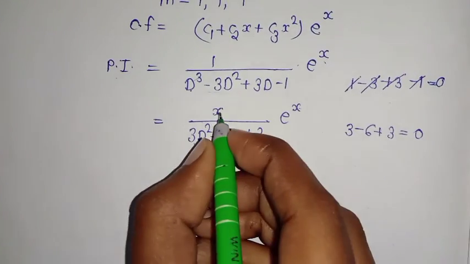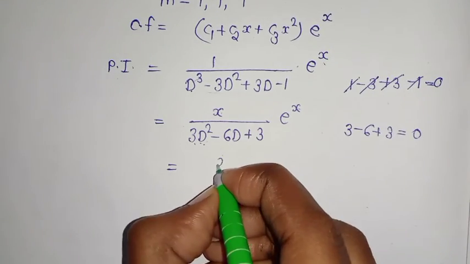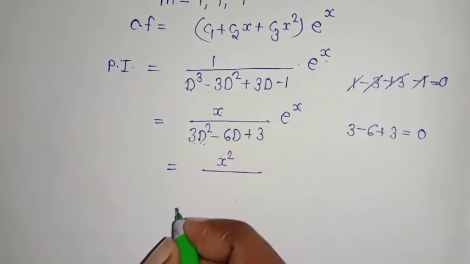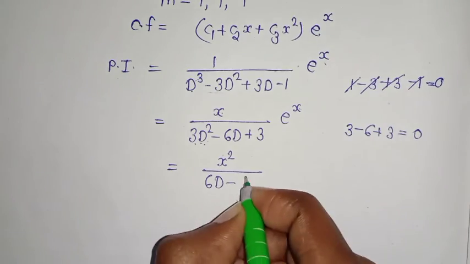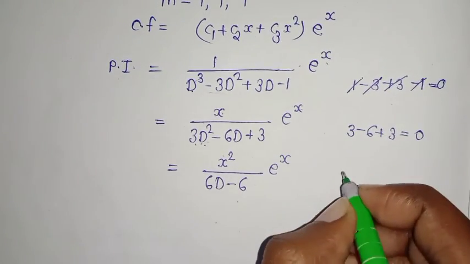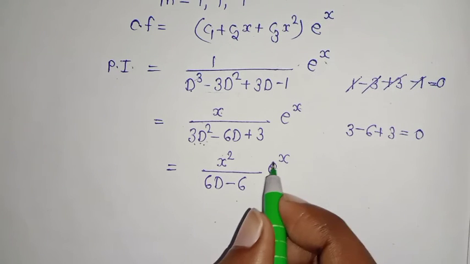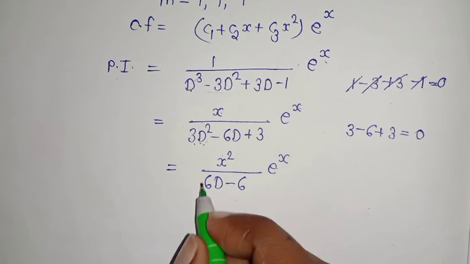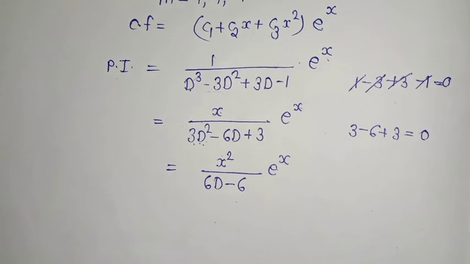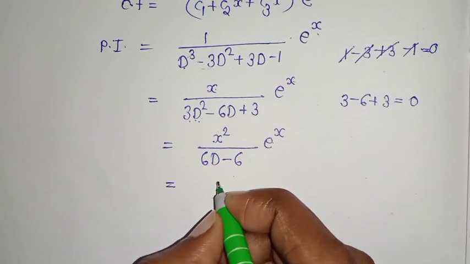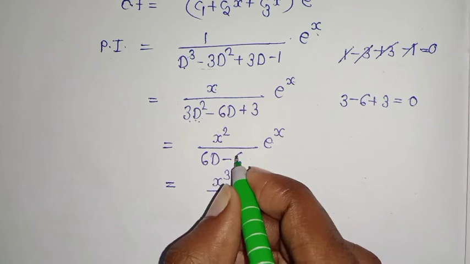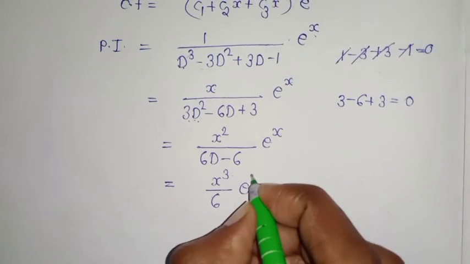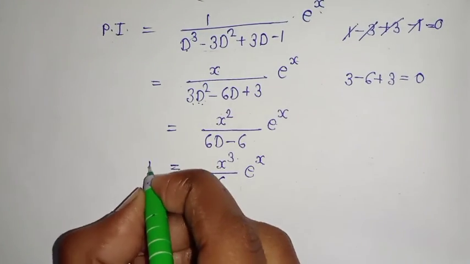So I will multiply the function again with x. So it becomes x into x, that is x square. And again we will take the derivative of the denominator. So it becomes 6d minus 6 into e raised to power x. Now again we check after putting d is equal to 1, and we can see that it again becomes 0. So we cannot apply this method again. So I will multiply with x again, so it becomes x cube, and again we will take the derivative of the denominator. So this becomes 6 here into e raised to power x. So this is our PI.